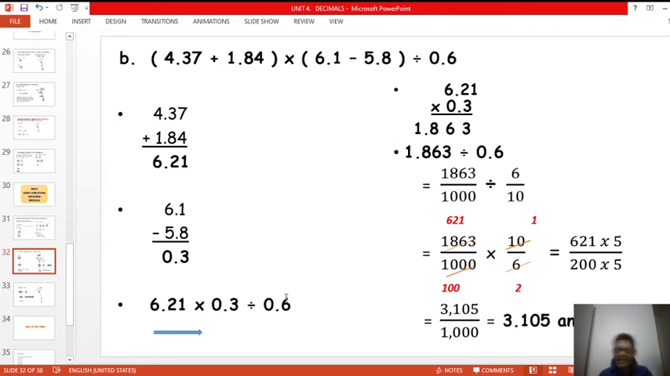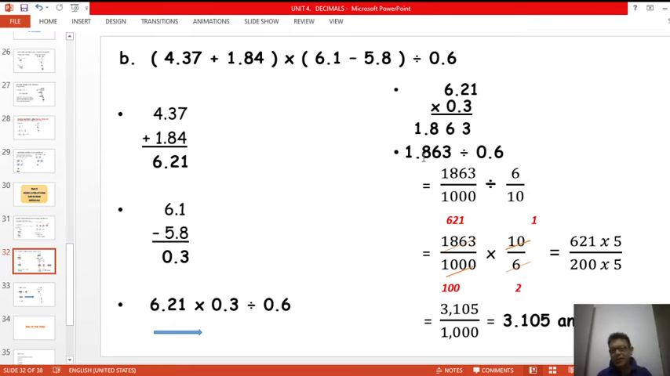Okay, so let's deal with them one at a time. Again, this is multiplication and division, so from left to right. So we deal with these two first. So we got 6.21 times 0.3. If you multiply that, you get 3 and 6, okay, 6, and we got 18. Okay, so 0, just forget about that. So how many decimal places? We get 3, so 1, 2, 3. So our answer for this part only is 1.863.